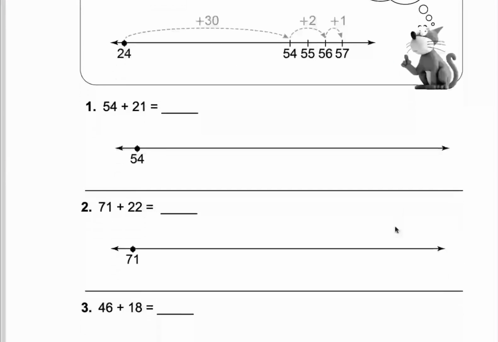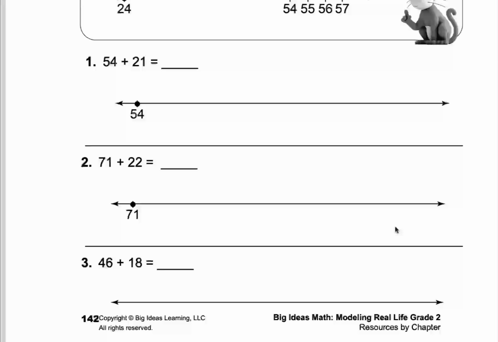Okay, this is the second page. And this time we'll also use the number line. But we start at 54 and we add 21. And 21 means 2 jumps of 10. So because of this 21, we make 2 jumps of 10, and 1 jump of 1.